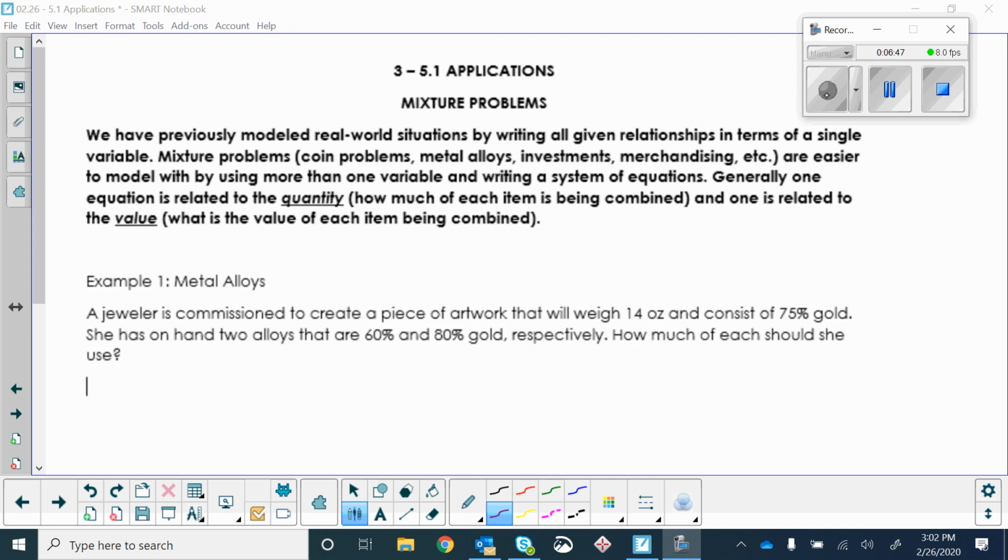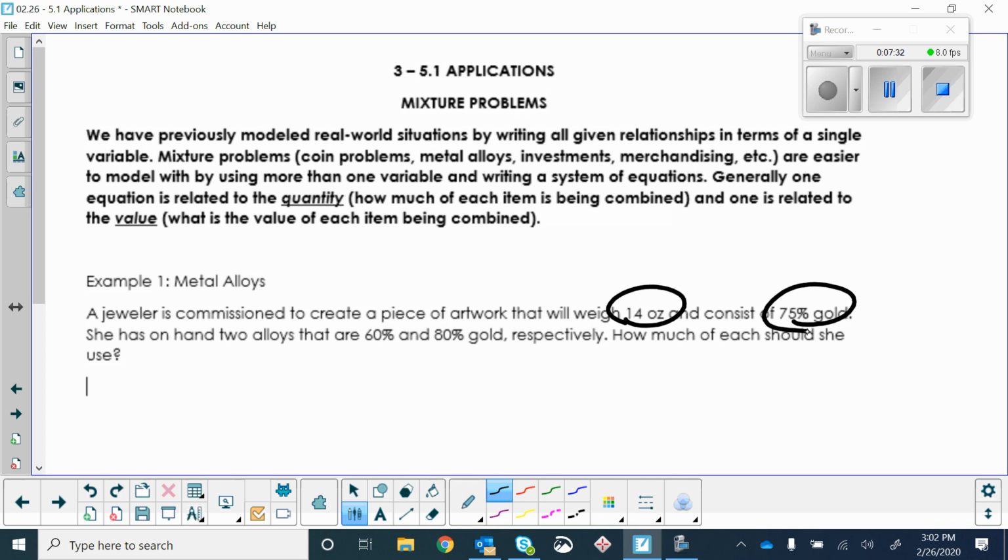But anyway, a jeweler, a person named Jules, is commissioned to create a piece of artwork that weighs 14 ounces and has 75% gold. She says, all right, I can do that. She goes to look at her supply warehouse and sees that she has 2 gold alloys. Are you familiar with that term, alloy? It's like a blend, not a pure substance, a blend of things. One alloy is 60% gold, and the other one is 80% gold. So sadly, she doesn't have one that's exactly 75% gold, because that would be easy, and then we wouldn't have a word problem.